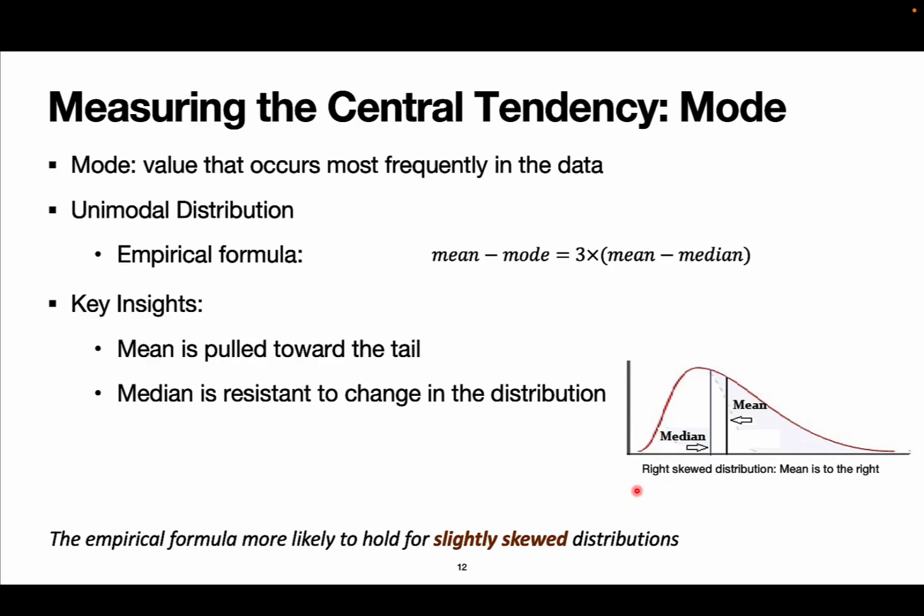Empirically speaking, and referencing this right skewed distribution, we can note that the mode is smaller than the median and the mean is larger than the median, which kind of explains the empirical formula, which states that the difference between the mean and the mode is 3 times the difference between the mean and the median. This empirical formula seems to hold for slightly skewed distributions.